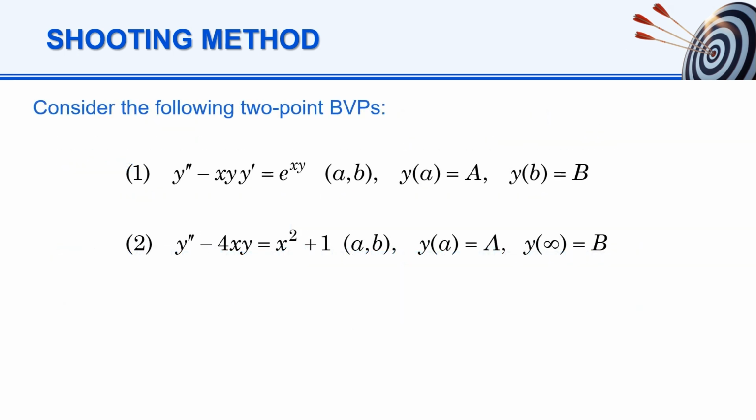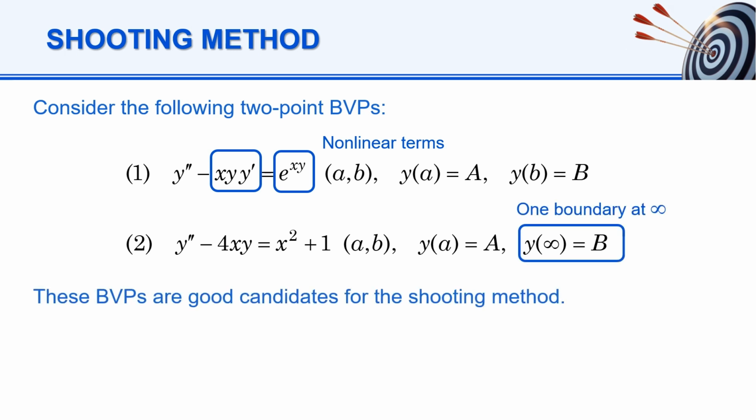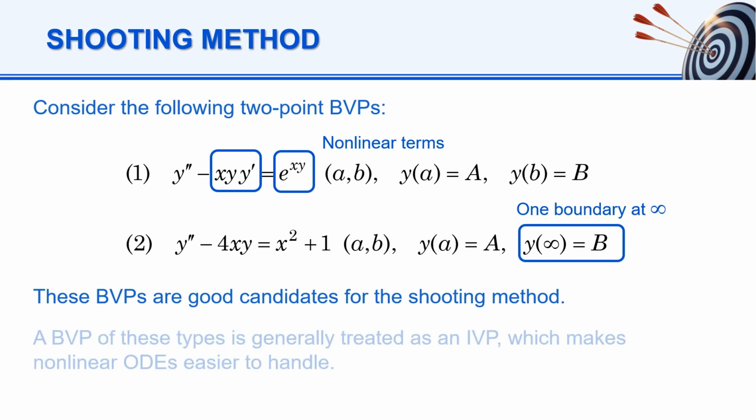Consider the following two-point boundary value problems. These boundary value problems are good candidates for the shooting method. The nonlinearity is due to y prime and e to the x times y in the first equation. The right boundary in the second equation is at infinity. A boundary value problem of this type is generally treated as an initial value problem, which makes nonlinear ordinary differential equations easier to handle.